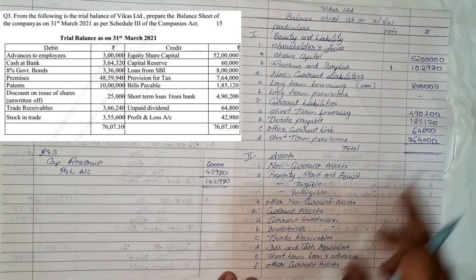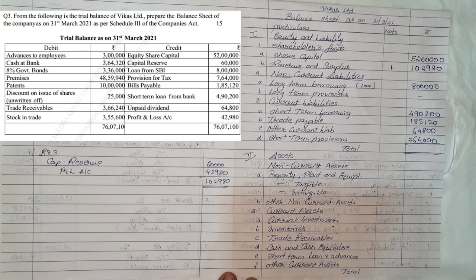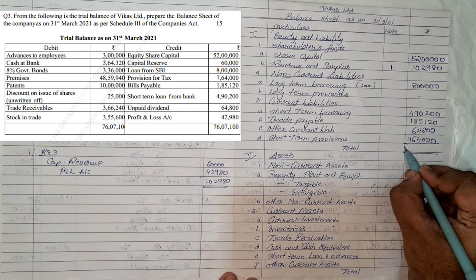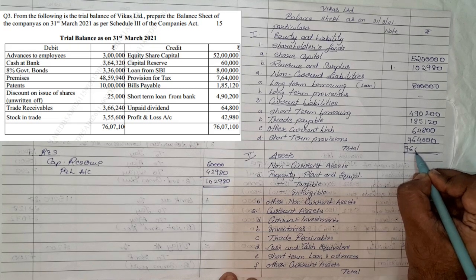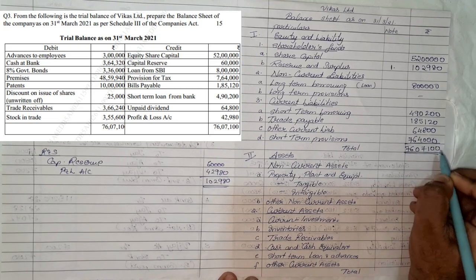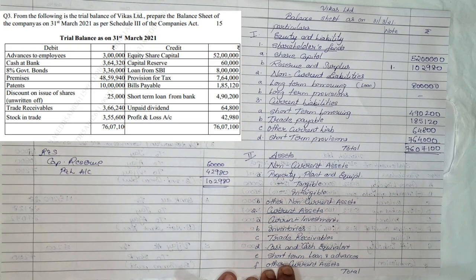The total of which now after that we just have to find the total. So on the calculator, 52 lakh plus 1,02,980 plus 8 lakh plus 4 lakh 90,200, 1,85,120, 64,800 and 7 lakh 64,000. When we add up, we get the value as 76 lakhs 7,100. Okay, that's basically the liability side.